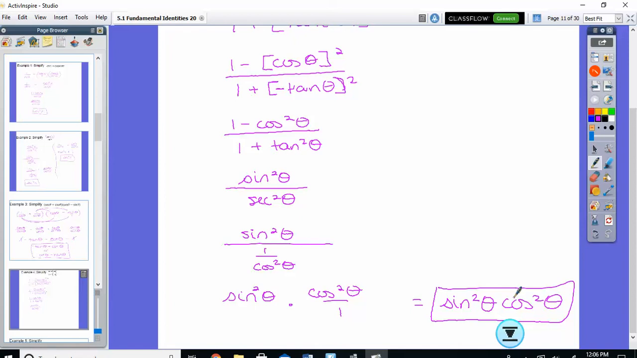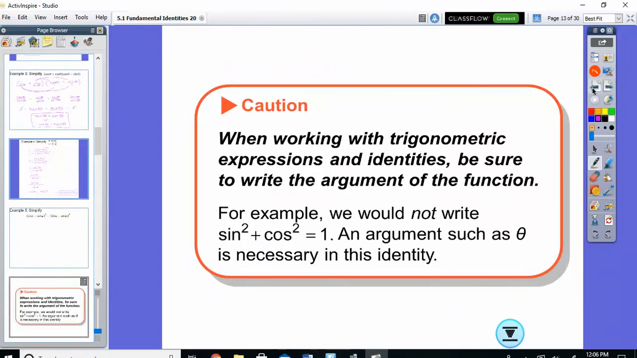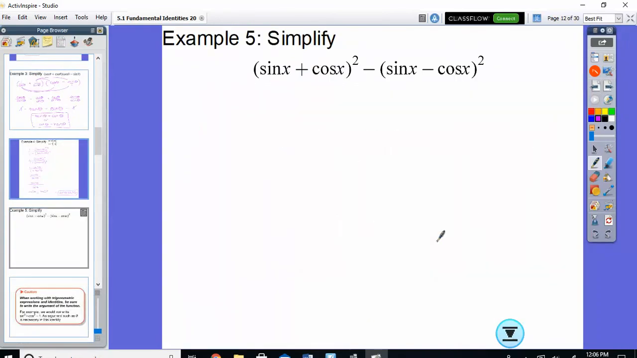What do you guys think? Do we need another? How about we try one more? It won't hurt us to see one more example. I know this one was a little bit harder, a few more steps. Did I lose anyone along the way? Last example for the day.